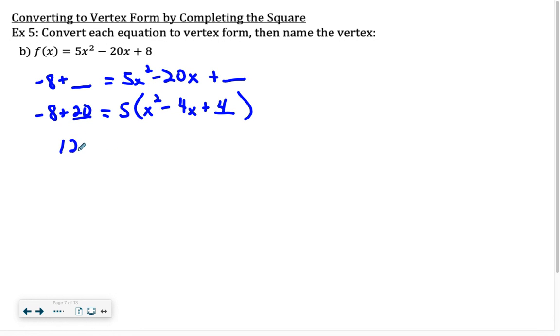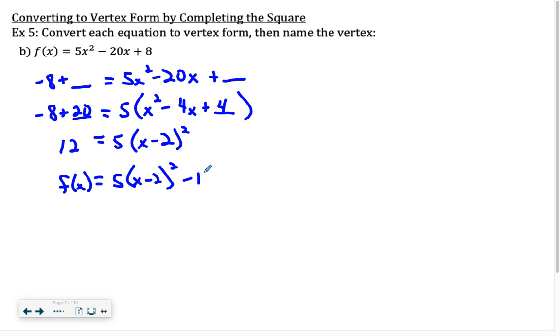So now we have 12 equals 5 times, if I factor this now, this will be x minus 2 squared. And finally subtract the 12 over. And we get that our function is 5 times x minus 2 squared minus 12. So now we can see that the vertex is the point 2, negative 12. All right.